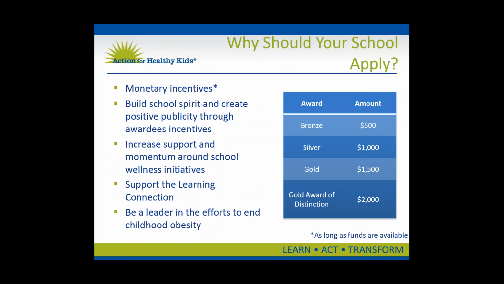We've listed a few ideas, and there are many benefits that awarded schools receive. You can see that there are monetary incentives. Award schools receive funding, which is great. Schools awarded with the bronze receive $500, silver schools receive $1,000, gold schools receive $1,500, and then gold award of distinction would receive $2,000.